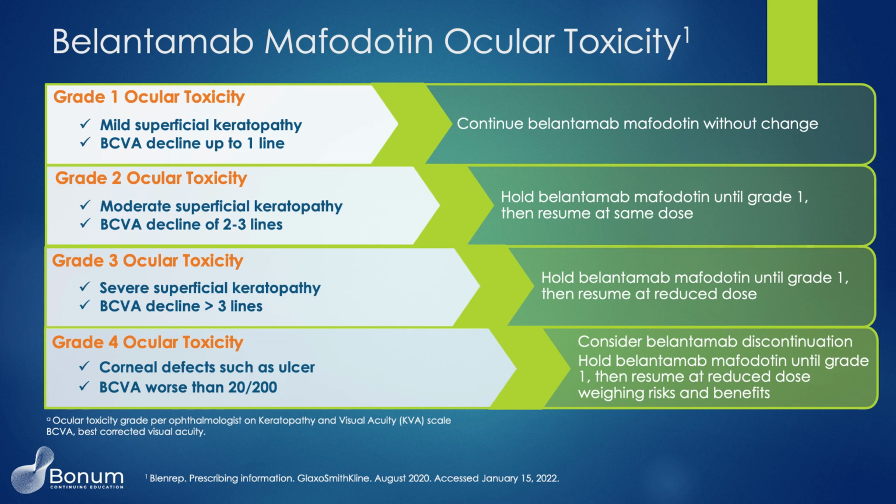And of course, we never want to get to that, but there's grade 4 ocular toxicity, where you have corneal defects such as ulcer. You have a decline in visual acuity down to 20/200 or less. And in those cases, you have to hold belantamab mafodotin, and you either discontinue permanently or resume much later on after the patient has improved to grade 1 or less, after a very careful discussion with the patient about the risk and benefit of resuming such therapy.